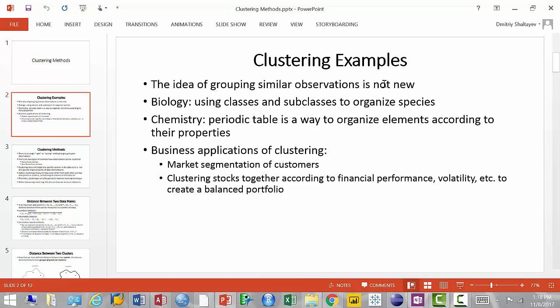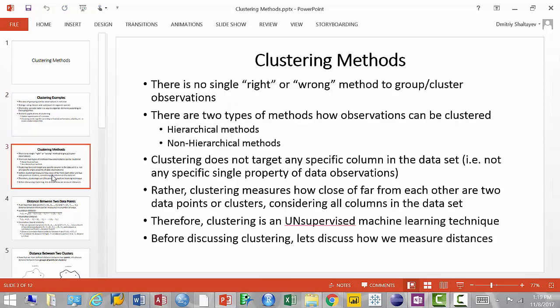And then I can group stocks together and say, hey, look, this is a group of stocks which has similar parameters, similar price to earnings per share ratio, or beta characteristic, or something like that. So they behave similarly. Therefore, if I want to balance my portfolio, I should pick some stock from this cluster, some stock from that cluster, etc. And then I create a balanced portfolio. So clustering has a lot of applications. Okay. So let's now discuss clustering methods.